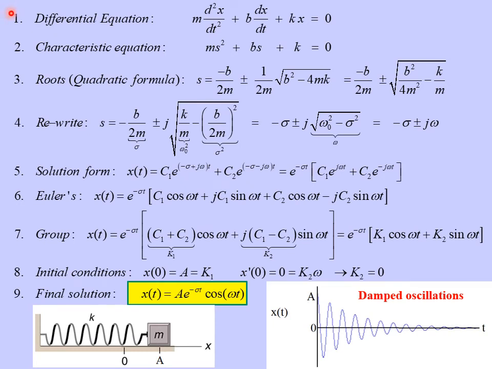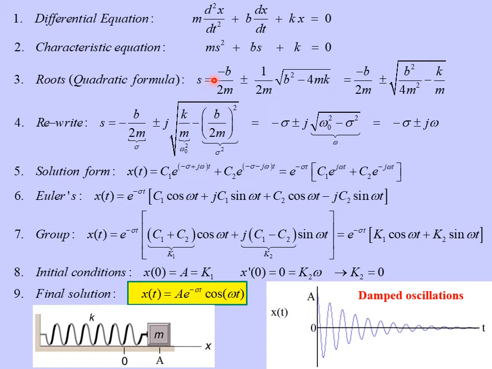So here are the 9 steps to find our solution. First one is I just rewrote the differential equation here so we can see it. The next thing we can do immediately is write the characteristic equation. So we have m times s squared, right? We can do this by inspection, plus b times s plus k equals 0. Now we have to solve for s. Well, this is a quadratic equation in s. So we're going to find the roots of our characteristic equation by using the quadratic formula.